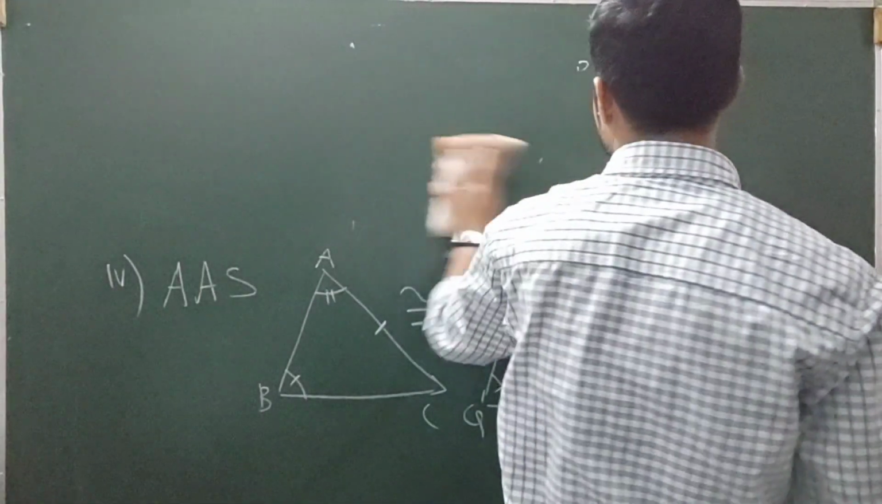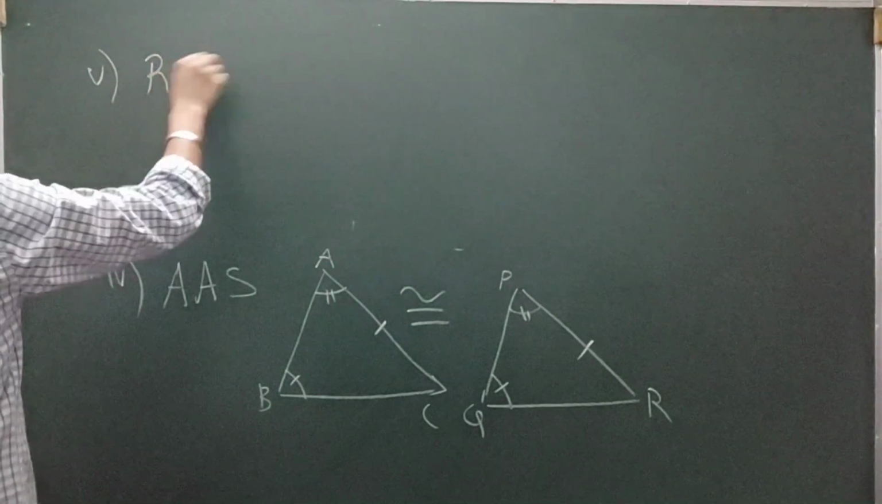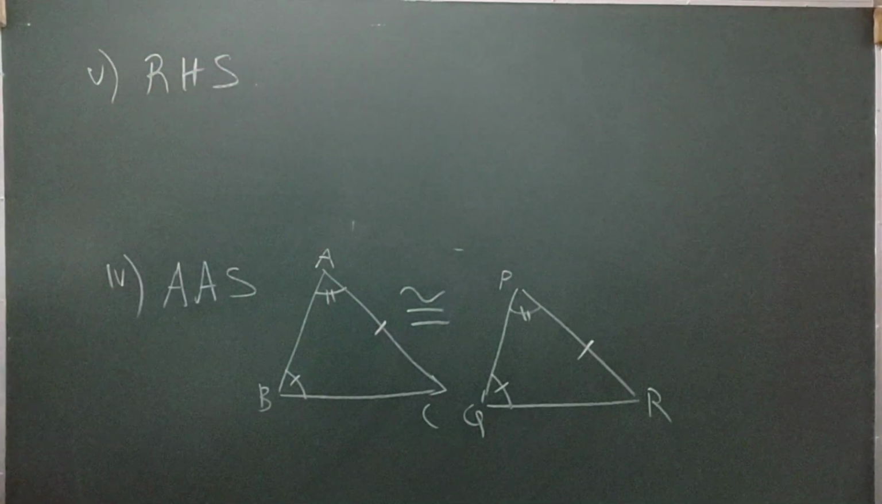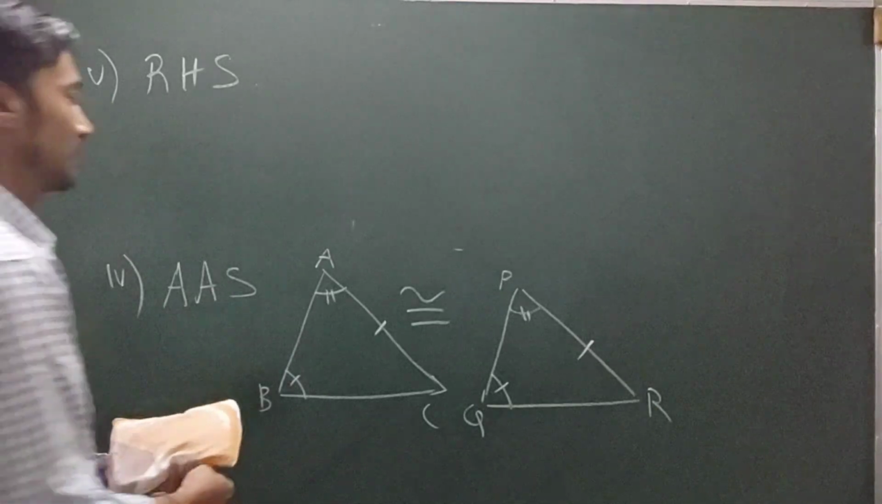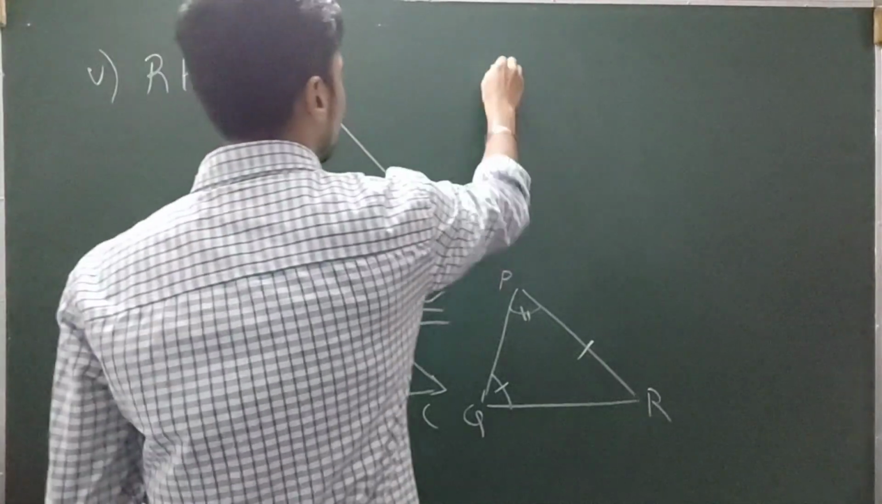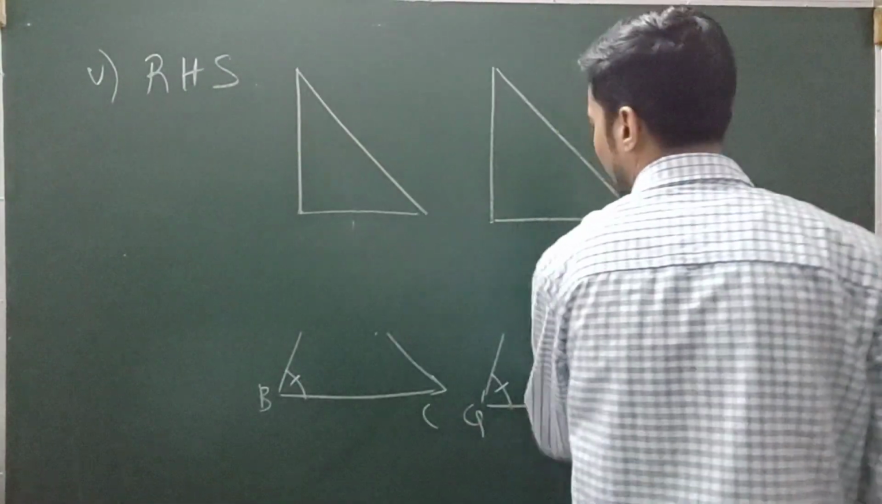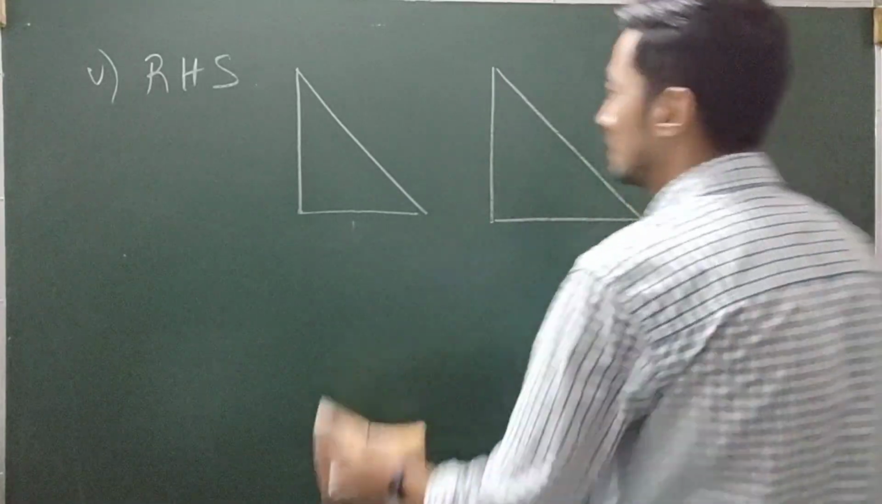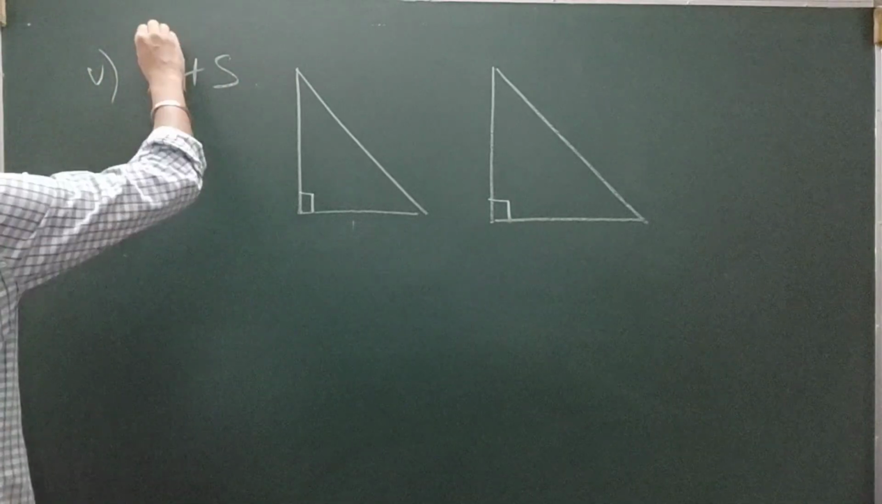Lastly, the last one, almost there. Number 5, we have to finish in one video, no? So that's why I'll need you to be slightly patient. 5 more minutes. RHS, that means right angle. That means we will need two triangles, which of course are right triangles, right angle triangles. Otherwise, not possible. So 90 degree, right angle.